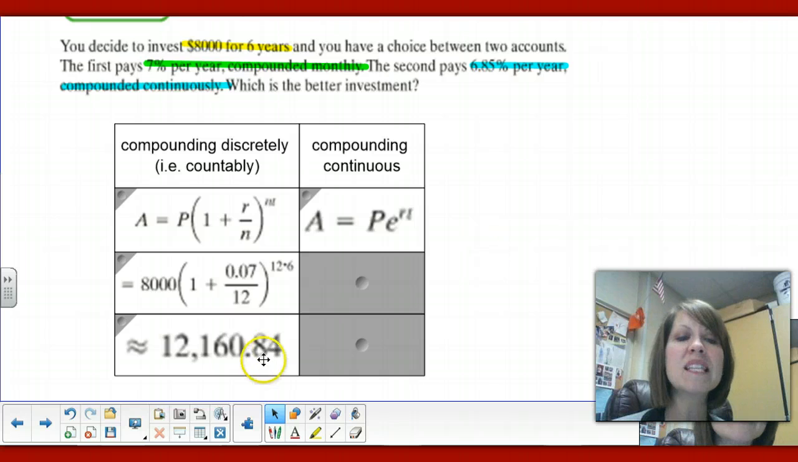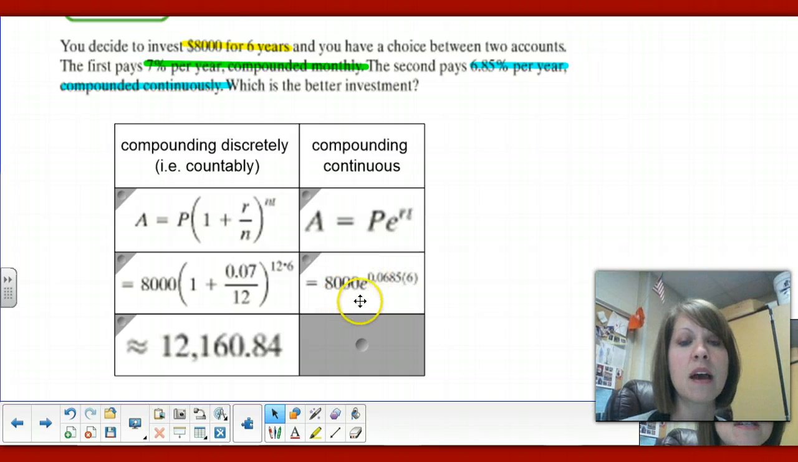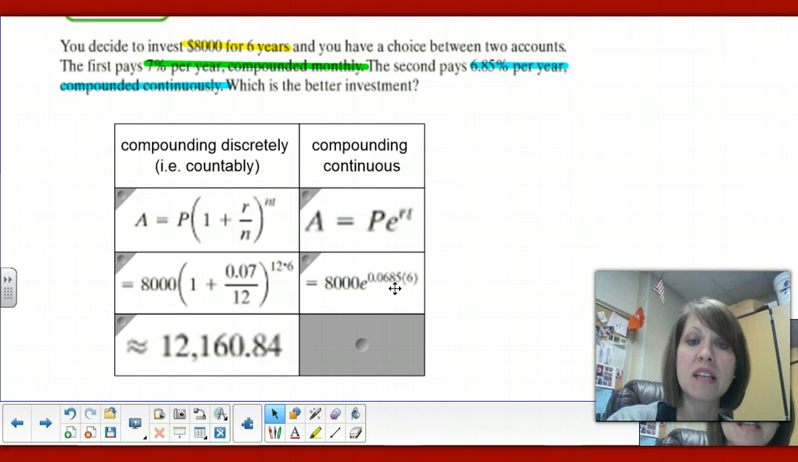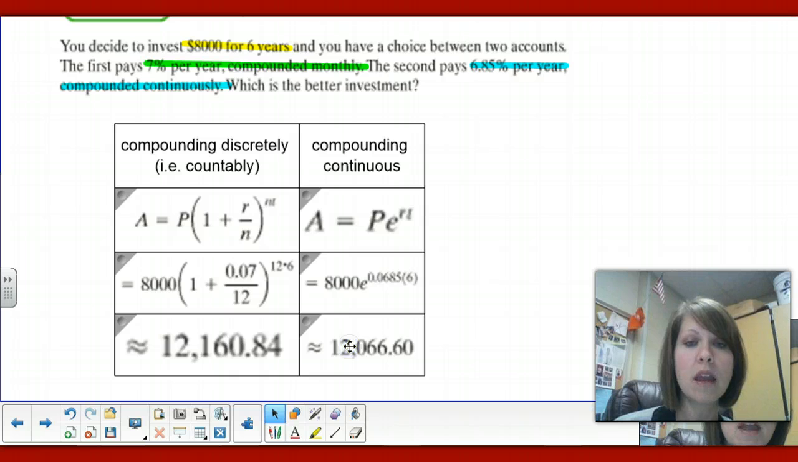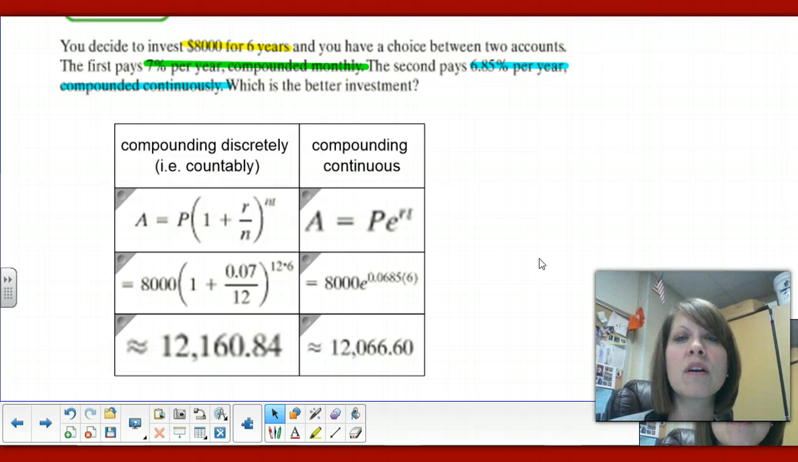Okay, so now, is this a better deal, or is compounding continuously a better deal? We have the same P. e is not a variable, it's a number. We have the rate and we have the time. So we have 8,000 times e to the rt power. t is still 6 years. The r is 6.85% or 0.0685. Again, calculate your exponent value first and do 0.0685 times 6. e to that power times 8,000. And you get $12,066.60.